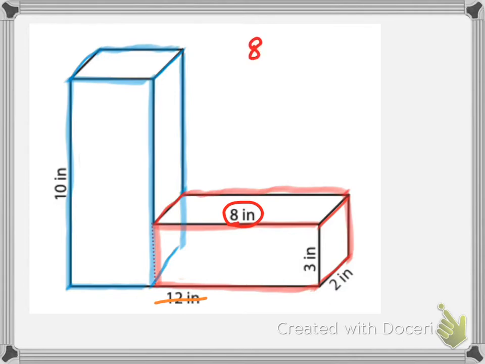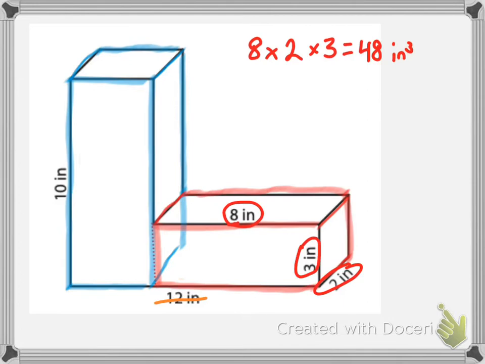So our first number is 8. The width, if we look down on the side here, is 2. So we're going to do 8 times 2, length times width. And then our height, which is 3. This little red one is 3 tall. So 8 times 2 times 3, and the volume is 48 inches cubed. Now that's just the red one. Now we need to do the blue one.